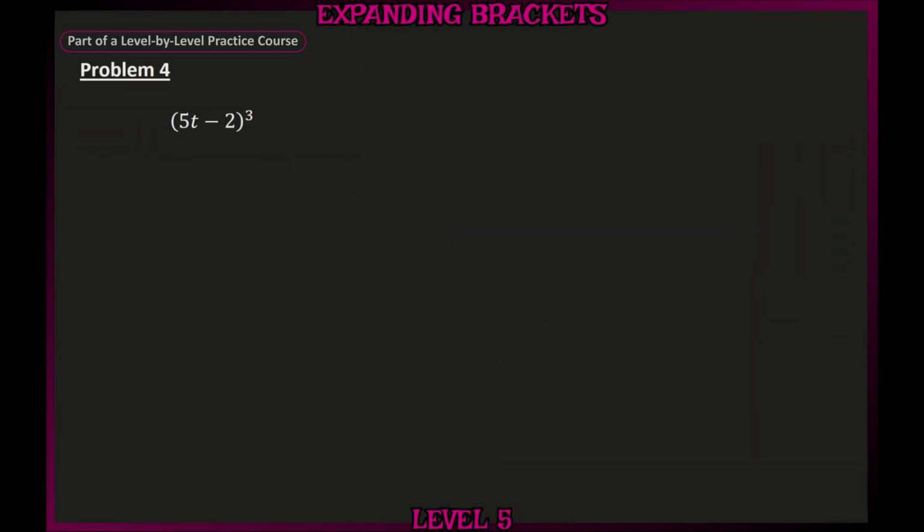In problem 4, we're expanding 5t minus 2 cubed. Now when a bracket is being cubed, what this means is the bracket is being multiplied by itself and itself again. So we can rewrite this as 5t minus 2 multiplied by 5t minus 2 multiplied by 5t minus 2. And we can start by expanding the first two brackets.